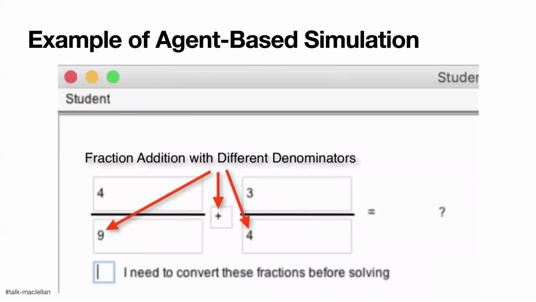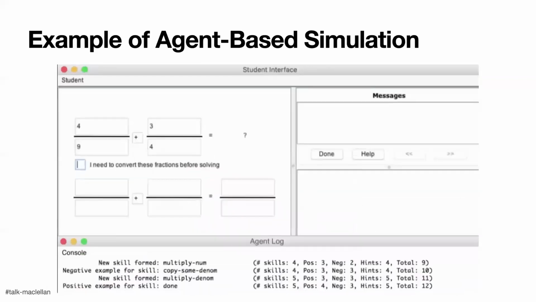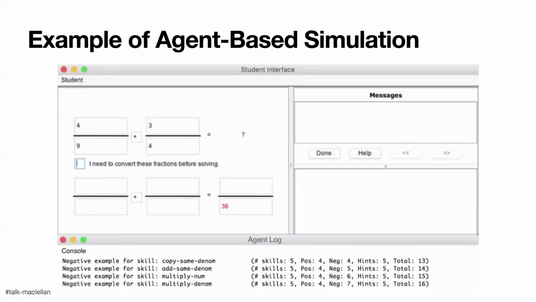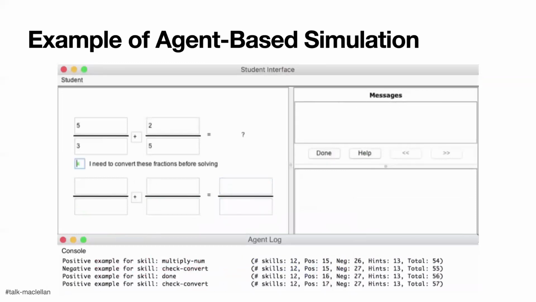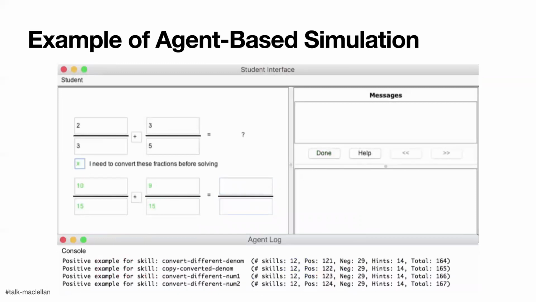So now we'll give it a fraction addition with different denominators. And in this case, it's going to, again, incorrectly overgeneralize. So it's going to try applying its multiplication and addition with same denominator skills. And when that doesn't work, it'll start requesting hints. And then it eventually learns how to do the conversions. And if we speed this process up, we see that it eventually converges to getting all the steps correct, even as it's switching between different types of problems.